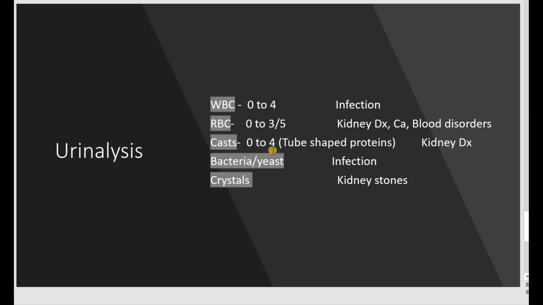Casts. Casts are tube-shaped proteins. Normally it is 0 to 4. If more than normal, rule out any kidney disorders. Bacteria, yeast or parasites are normally absent. If present, send the urine for culture and rule out infection. Crystals: presence of crystals in the urine may indicate kidney stones.